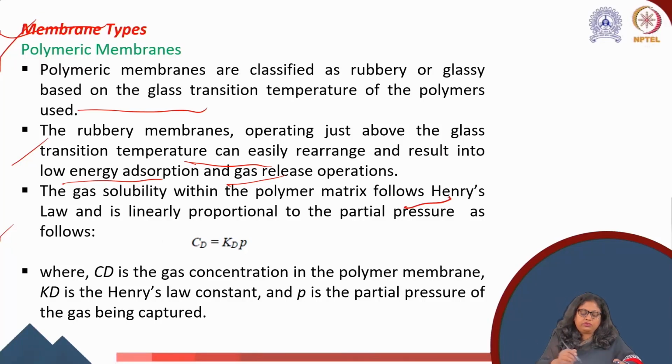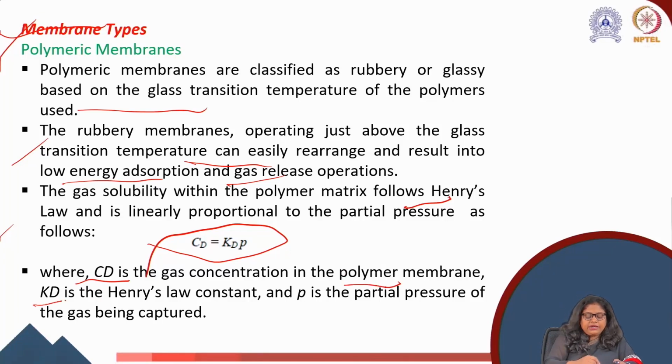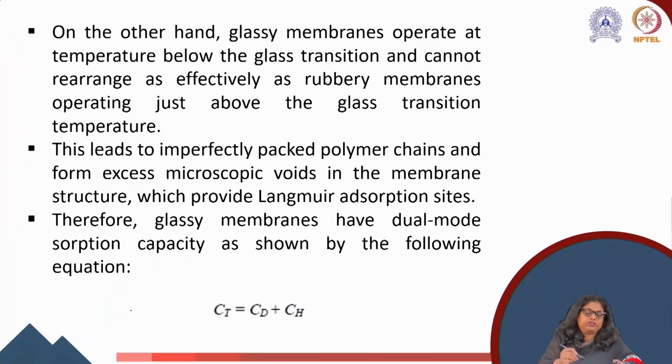So how is it related? C_D equals K_D times P. Here C_D is the gas concentration in the polymer membrane, K_D is the Henry's law constant, and P is the partial pressure of the gas being captured.